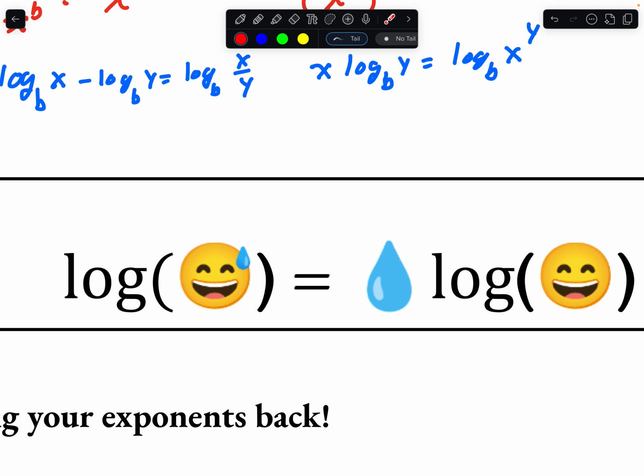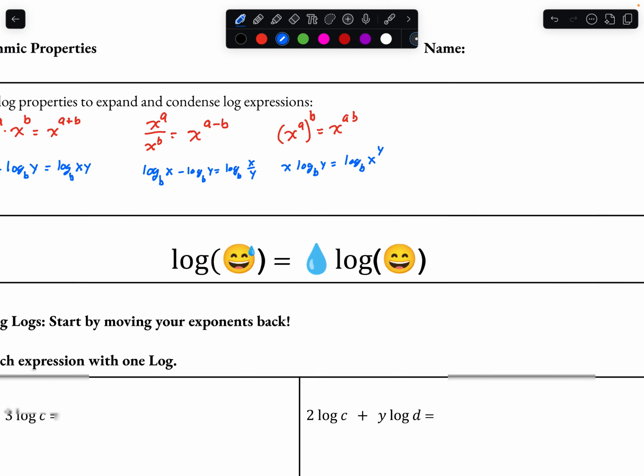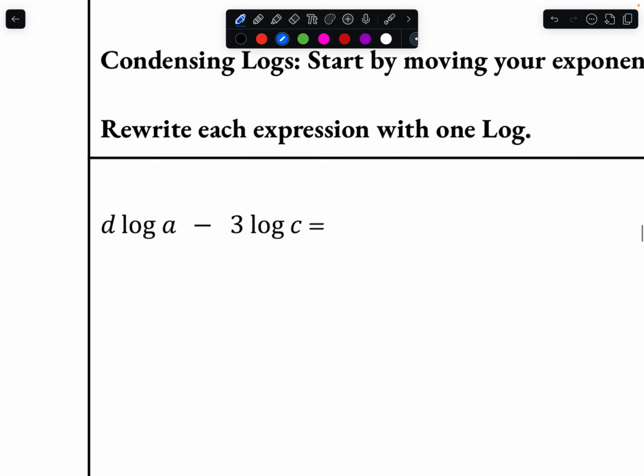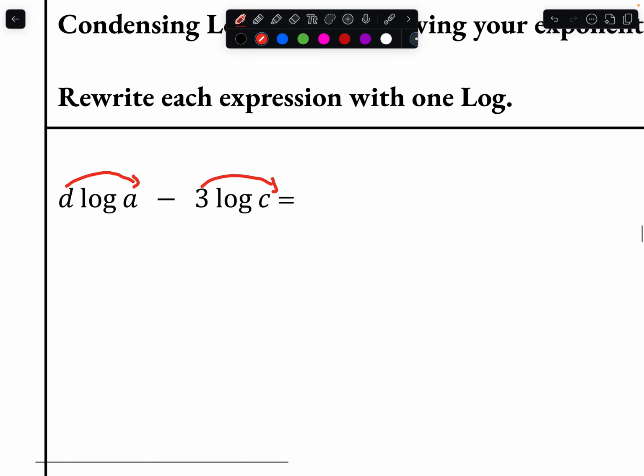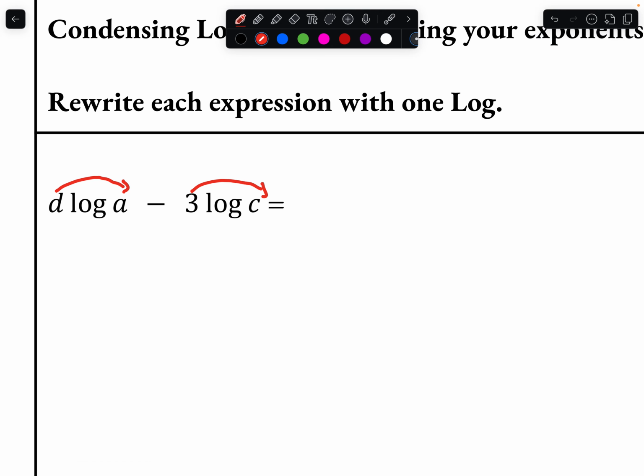Okay, so let's take a look at a couple of examples, and it's easiest to deal with the exponents first. So first of all, if I see this exponent, I'm going to move it up to the top. If I see this 3, I'm going to move it up to the top. So I can rewrite this as common log of a to the d minus common log of c to the third. All right, so that's the first thing that I'm going to do.